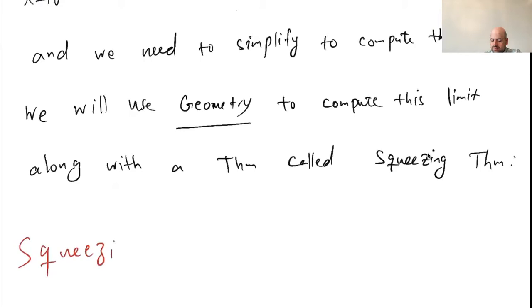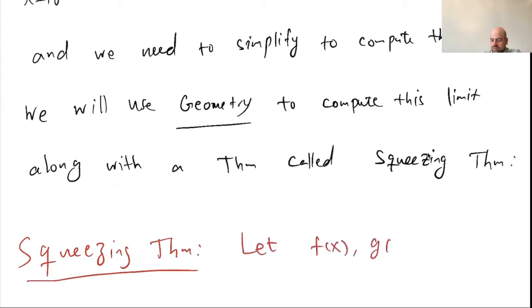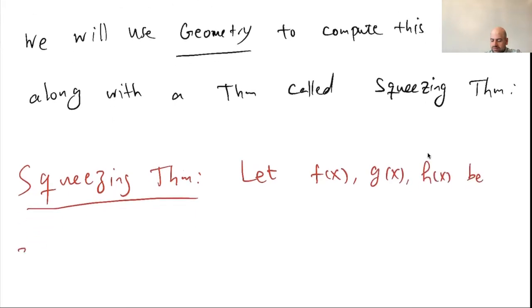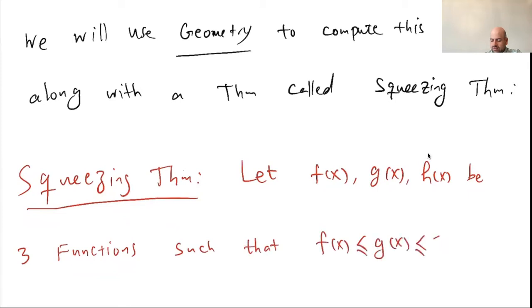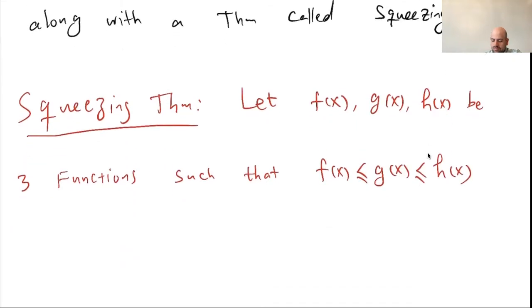Squeezing theorem. Let f of x, g of x, and h of x be three functions such that f of x is less than or equal to g of x, and that's less than or equal to h of x, for all x close to some number a.